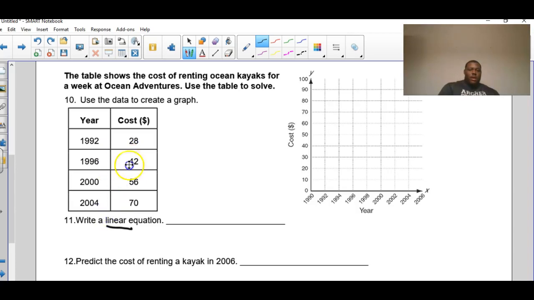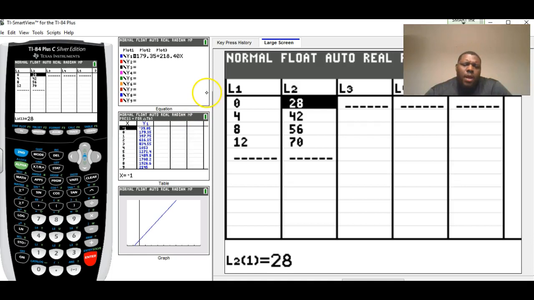Then we're going to just enter all this. This is going to be L1. This is going to be L2. So we put that in our calculator. Now when you get to your calculator, guys, I input the data from this table.